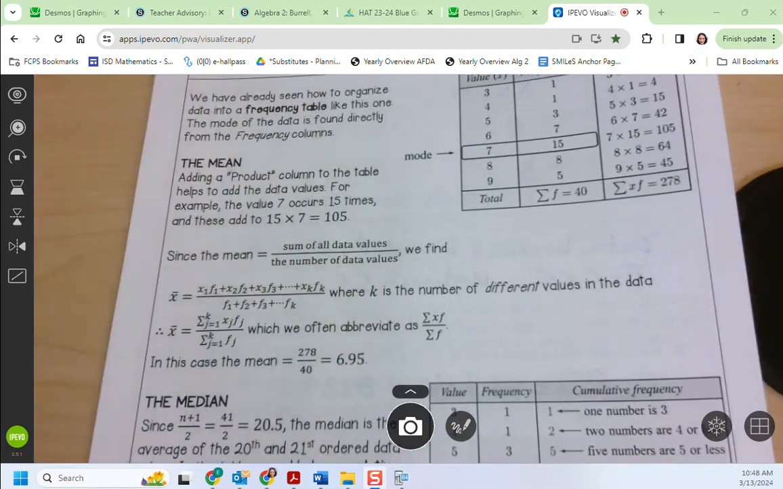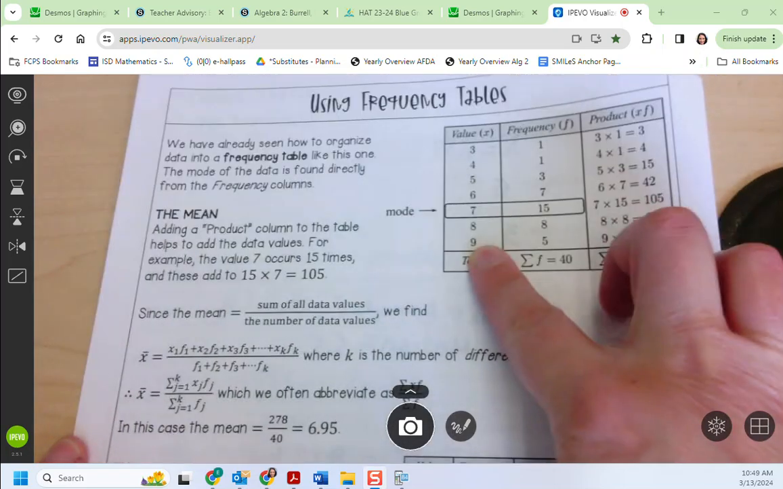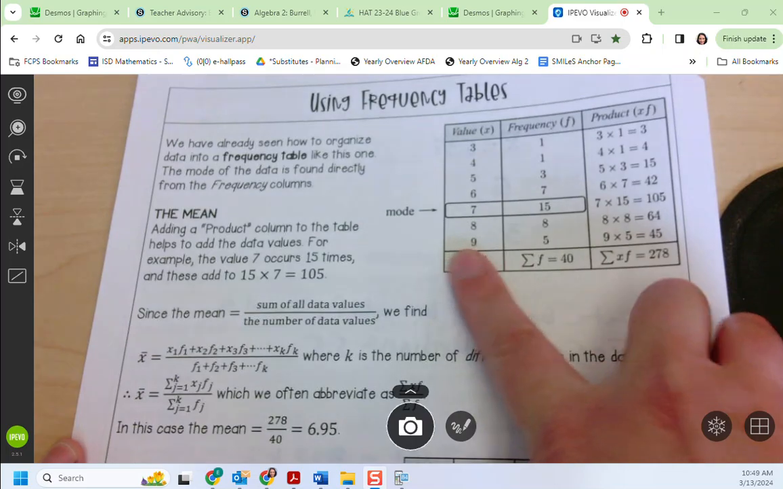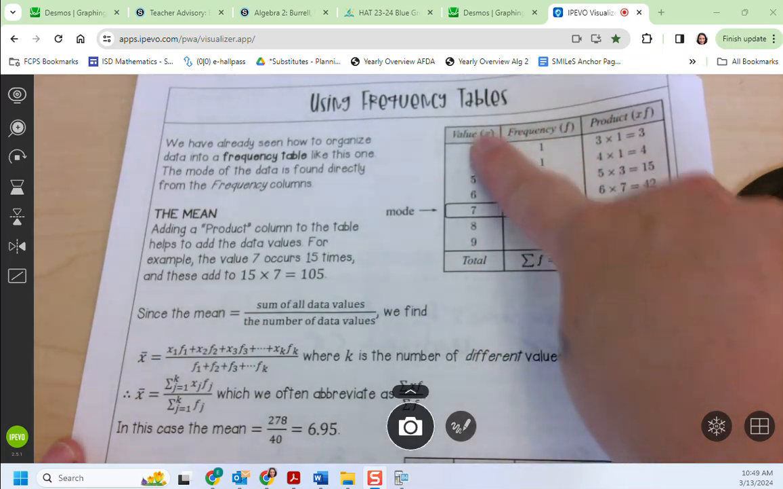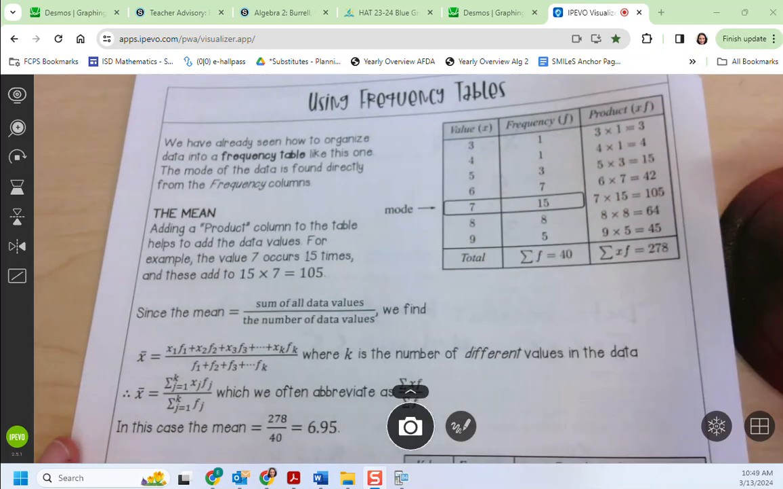We can also do this on your calculator, and I don't remember if these calculator directions are in here or not. Nope, so I'm going to show you how to do this on your calculator. We're going to enter this list and this frequency, but not the total, okay? Just the list of values and the frequencies in our calculator.